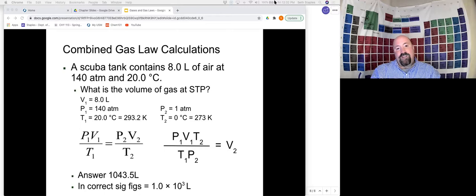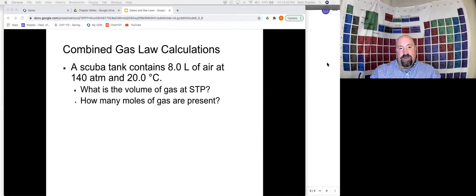Some of you might be scratching your head a little bit about the sig figs because of the 1 atm and 0 degrees C from our STP. STP is something else that's considered exact. So if you're told STP, don't let that factor into your significant figure determination. I'm using the initial information I was given in the problem, so I would use my 8.0 liters, that's the lowest number of sig figs, or the 140 atm. Either of these have 2 sig figs, and that's what I'm using for my significant figures.